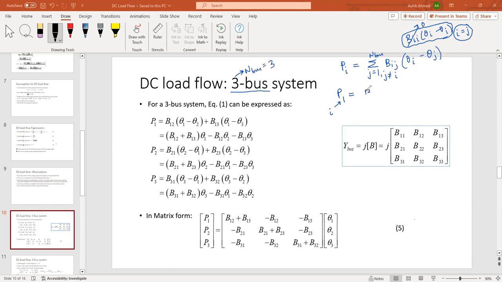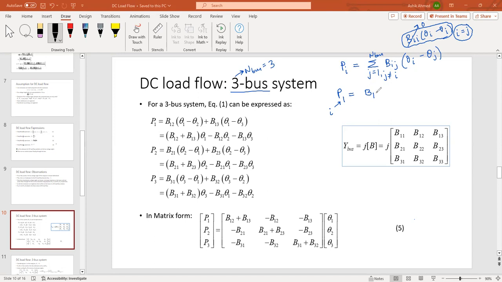So I have to write it like this: I is 1. So I cannot be equal to J, or J cannot be equal to 1. So it cannot be B11, because if it is B11, then ultimately this thing will return 0. So there is actually no outcome of that. So J will be starting from 2 to n bus. That means from 2 to 3.